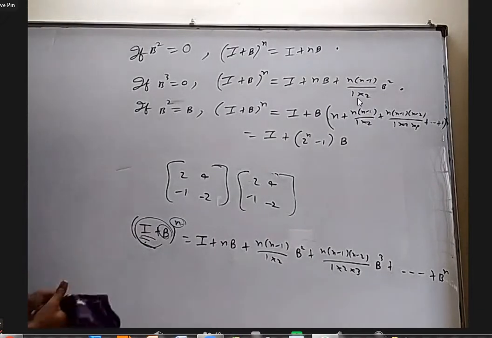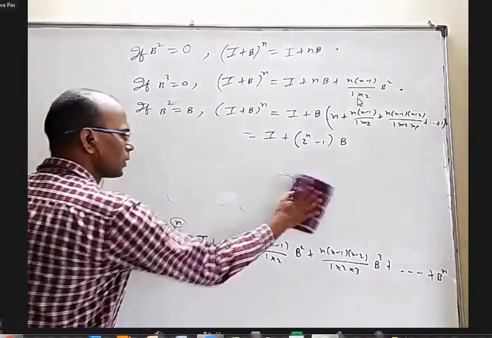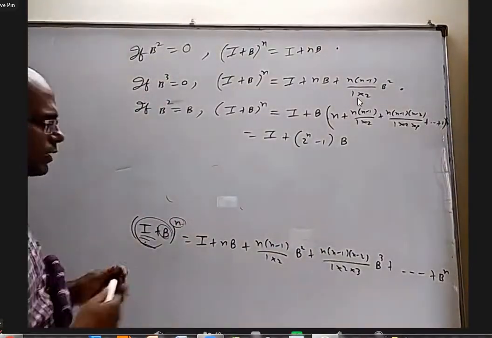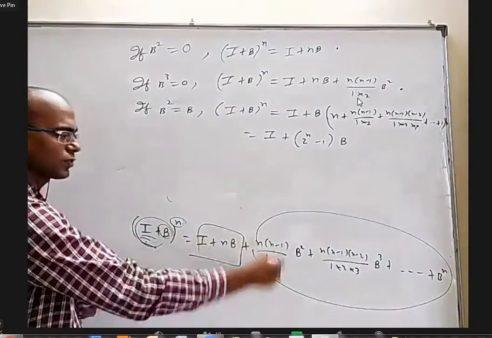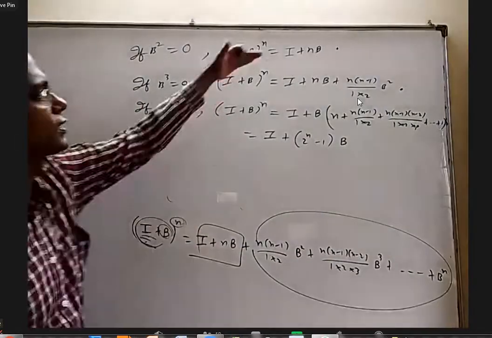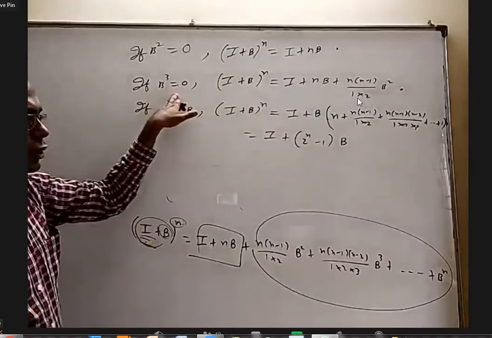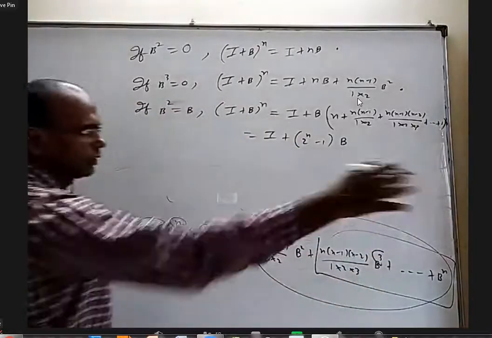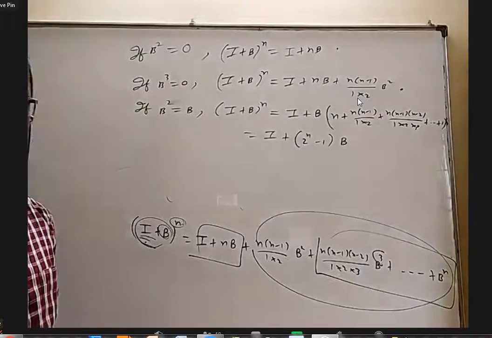Sir, can you explain the second one and third one again? Second and third, okay. All are coming from this. When B square is a null matrix, this whole thing is gone and only this is left, because B square is null matrix, B cube is null matrix, everything else is null matrix. That's why these two, that is this step. Is it okay? Yes, sir. When B cube is a null matrix, this is null matrix, so from here everything is gone. But this is there, this is there, this is there. That is this.